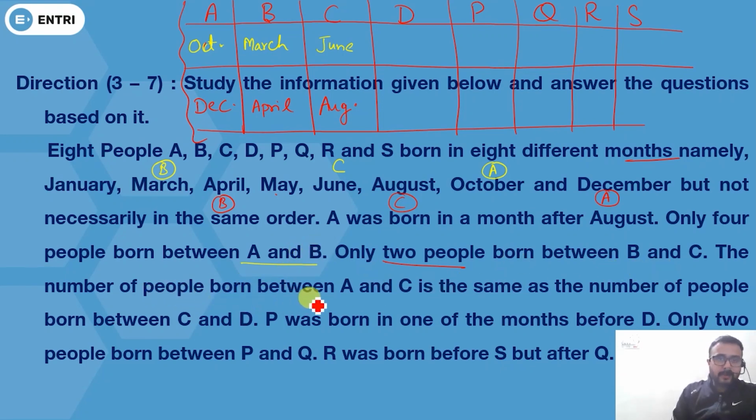The number of people born between A and C is the same as the number of people born between C and D. So the number of people born between A and C, see here. Here is A and here is C. So how many people are born between A and C? There is 1 person. It means between C and D, there will be 1 person only. So according to this, 1 person is between A and C.